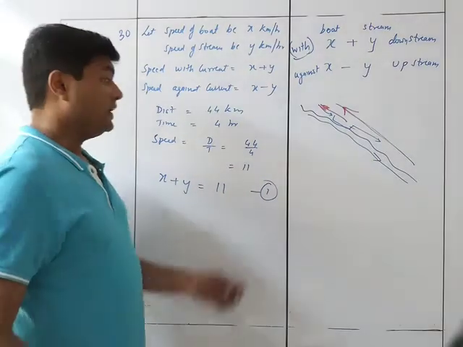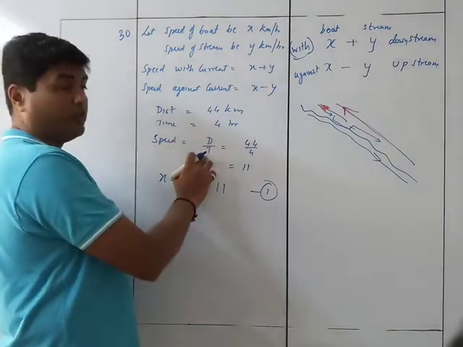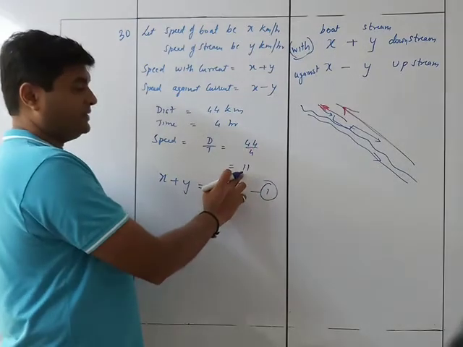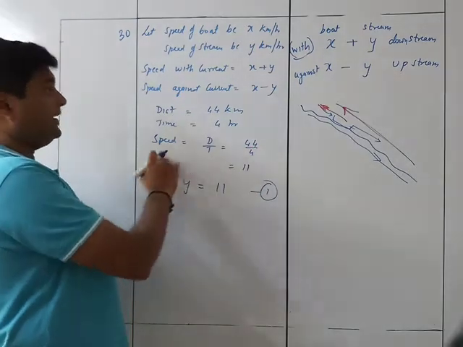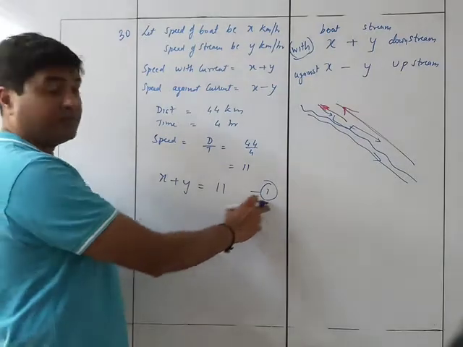Did you understand this? I found out the speed from the distance and the time given to me. Accordingly, I have got it as 11. What is this speed? Nothing but with the current, so x plus y equals 11 is the first equation.